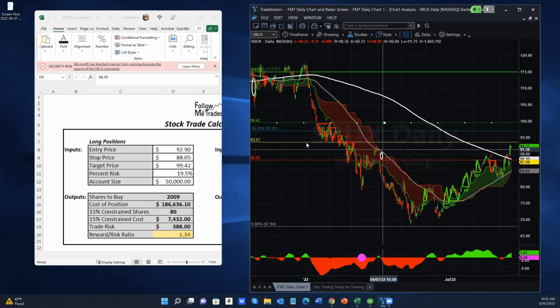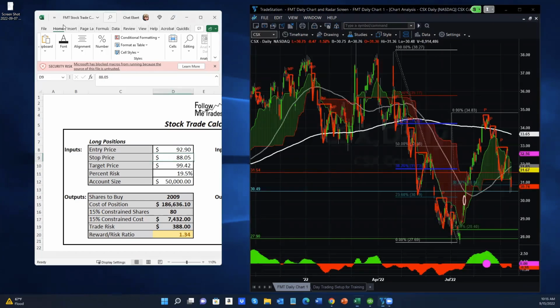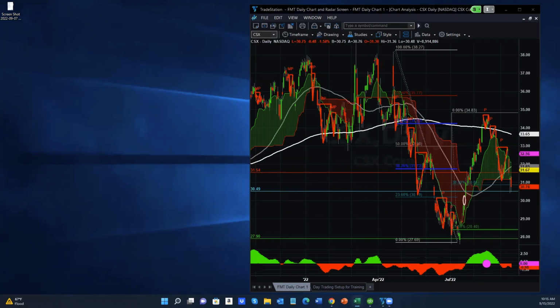I have one more short to show before we switch to the calculator and end the training session for the day. I want to get this over. Still shrinking it. All right.